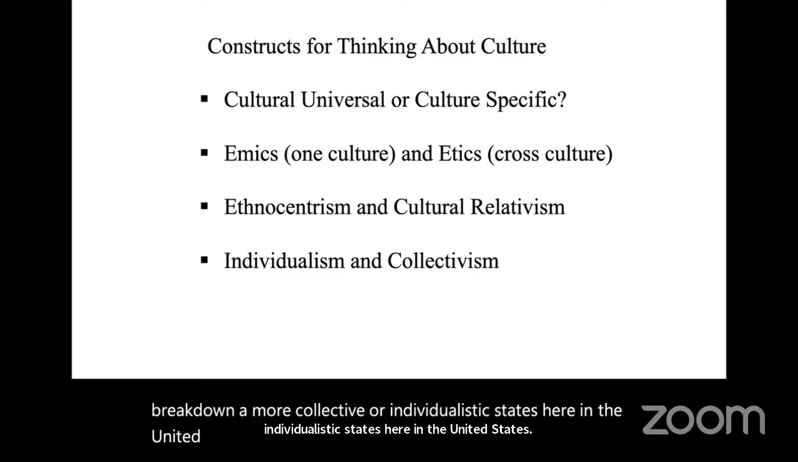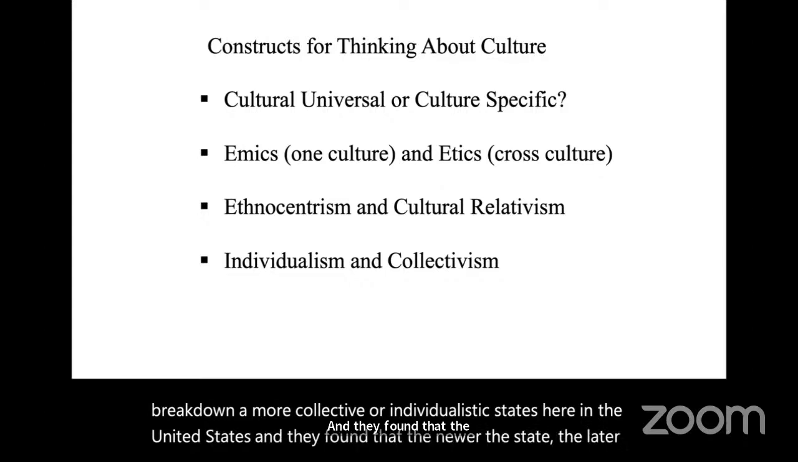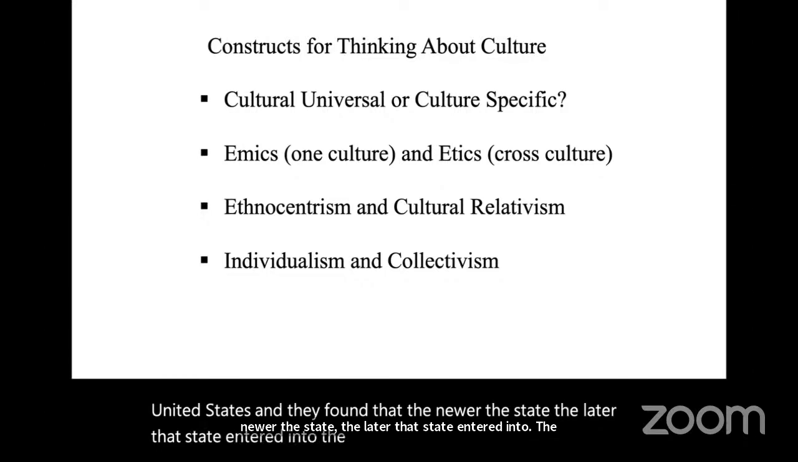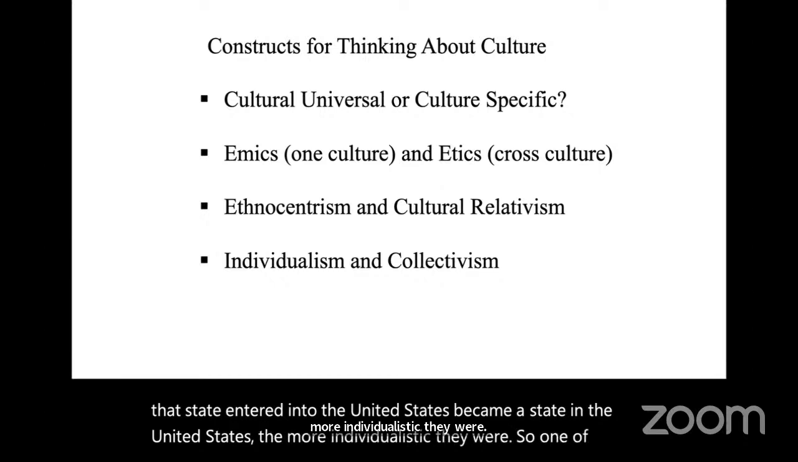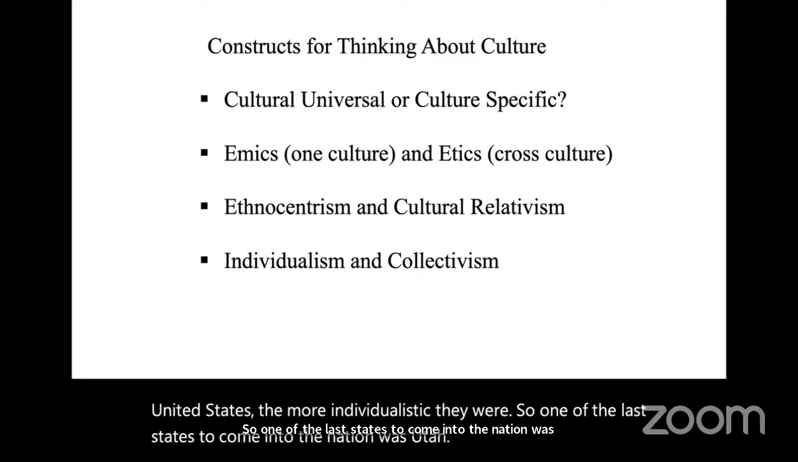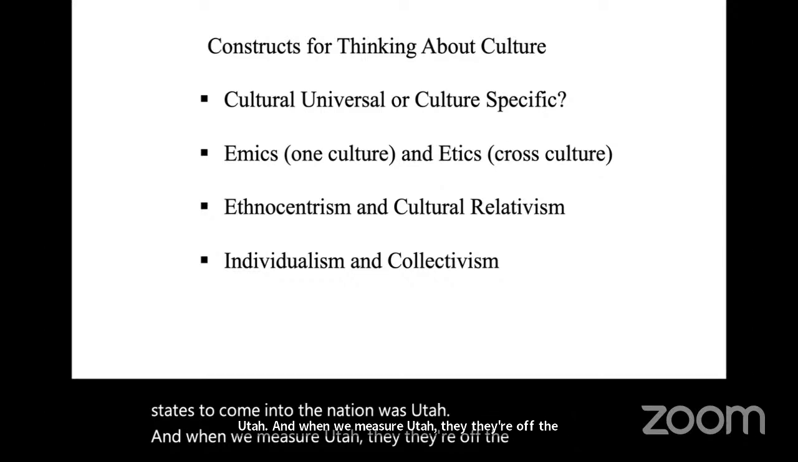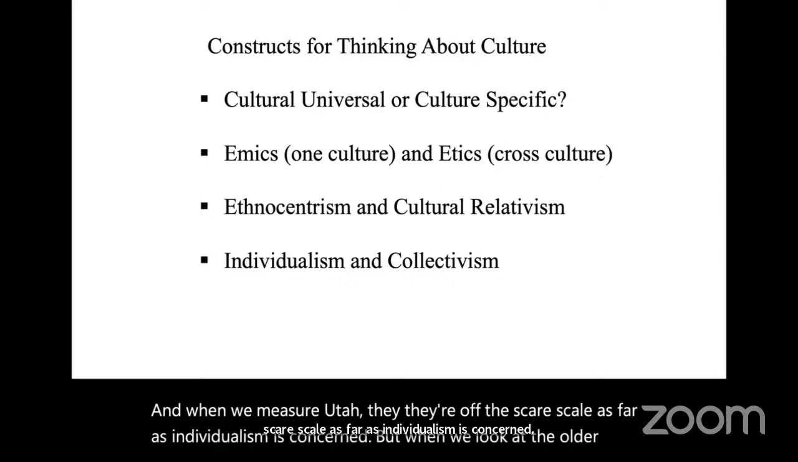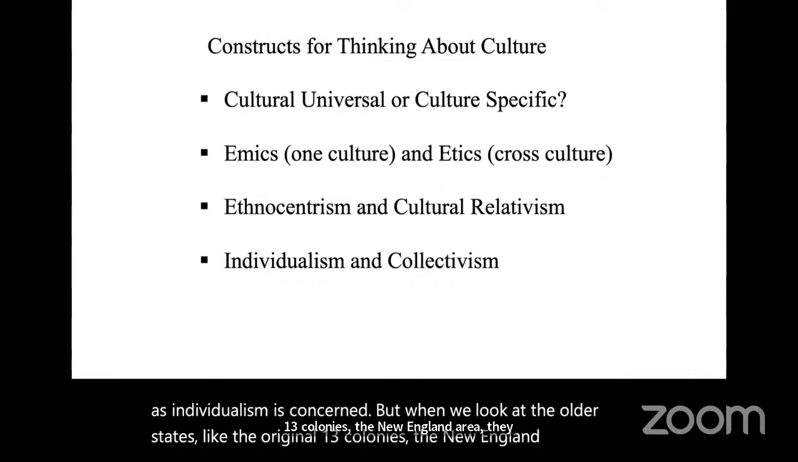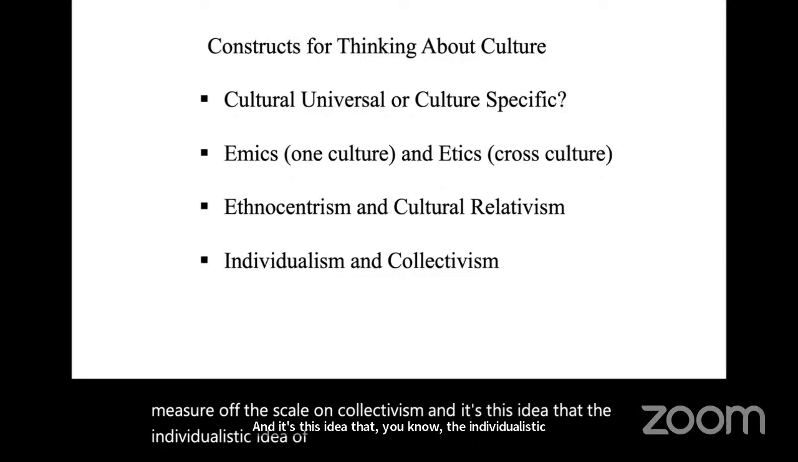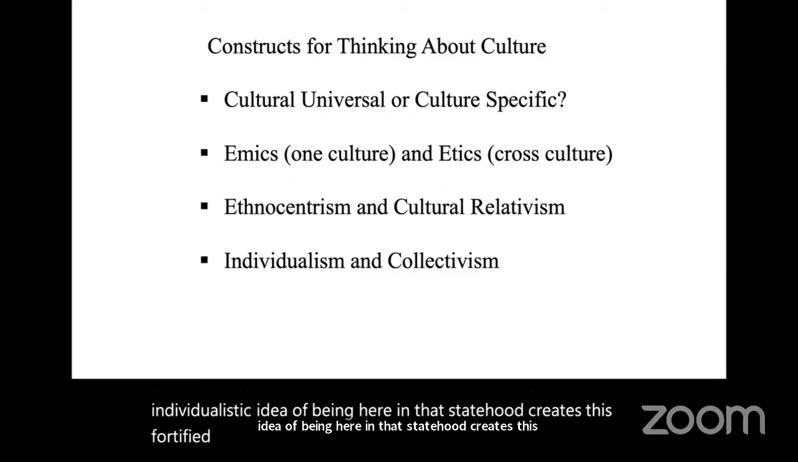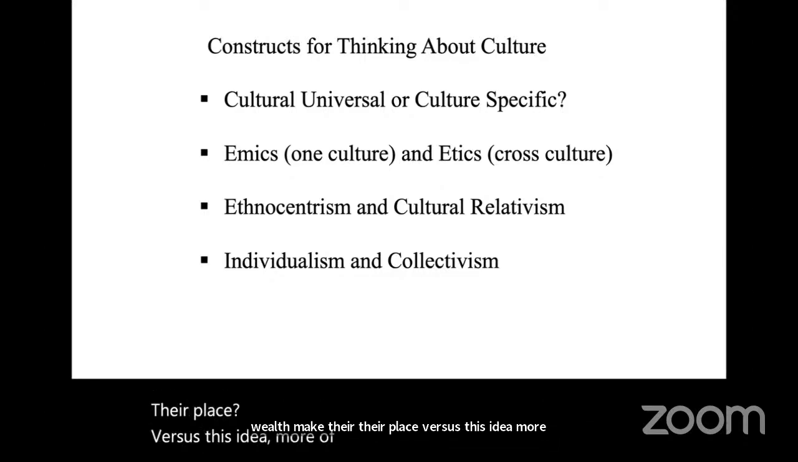And they found that the newer the state, the later that state entered into the United States, the more individualistic they were. So one of the last states to come into the nation was Utah. And when we measure Utah, they're off the scale as far as individualism is concerned. But when we look at the older states, like the original 13 colonies, the New England area, they measure off the scale on collectivism. And it's this individualistic idea of being here, that statehood creates this fortified person that is here to make their wealth, make their place, versus this idea more of collectively that we have a purpose together. So that's kind of the complicated part about this.